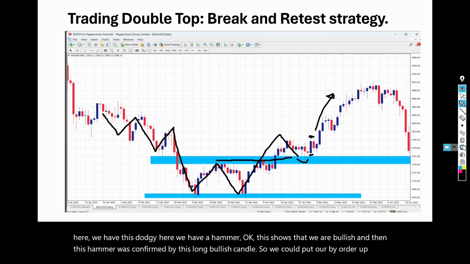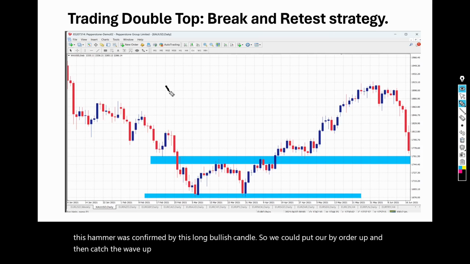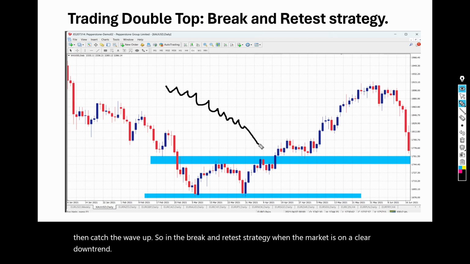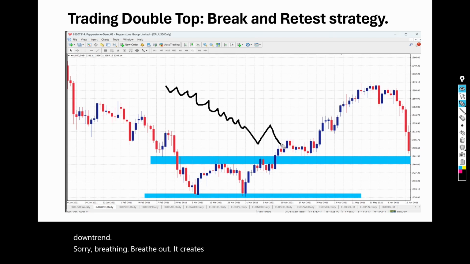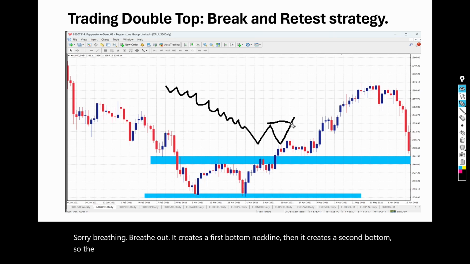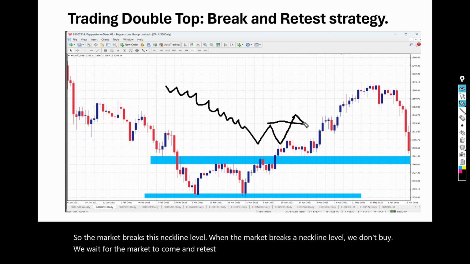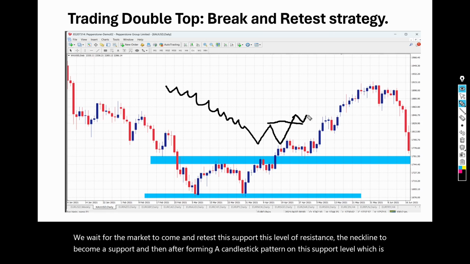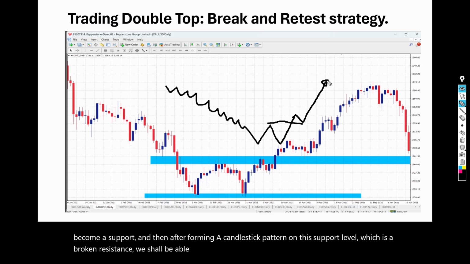So in the break and retest strategy, when the market is in a clear downtrend, it creates a first bottom neckline, then it creates a second bottom. So the market breaks this neckline level. When the market breaks the neckline level, we don't buy. We wait for the market to come and retest this level of resistance, the neckline, to become a support. And then after forming a candlestick pattern on this support level, which is a broken resistance, we shall be able to catch a wave up.